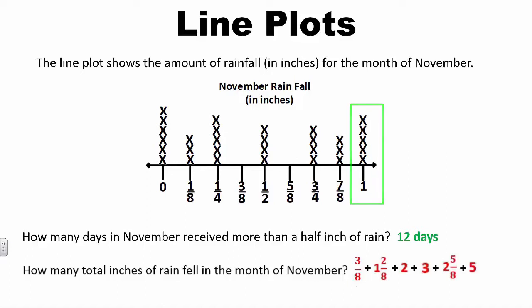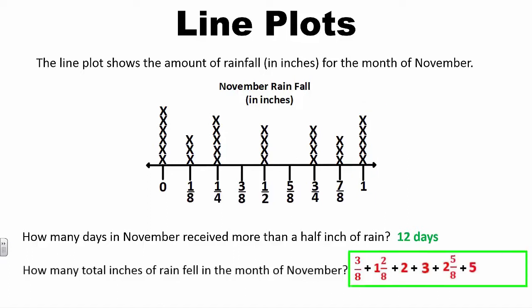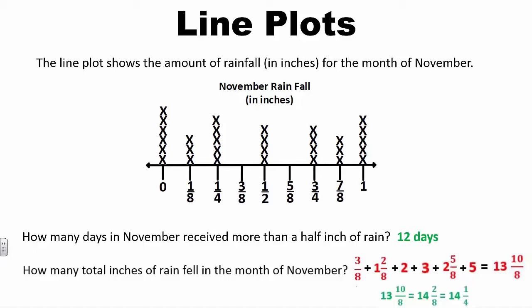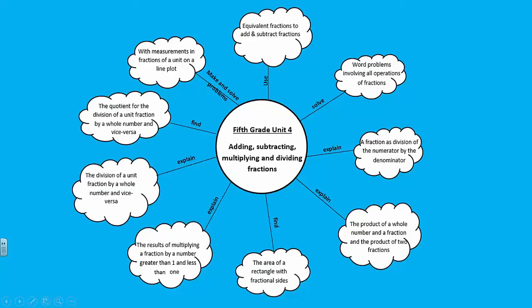For the month of November, if we add all of these sums together, 3/8 plus 1 2/8 plus 2 plus 3 plus 2 5/8 plus 5, we get a total sum of 13 10/8, which is equal to 14 2/8 inches of rain. If we divide the numerator and denominator by 2, we find that there were 14 1/4 inches of rain in the month of November.